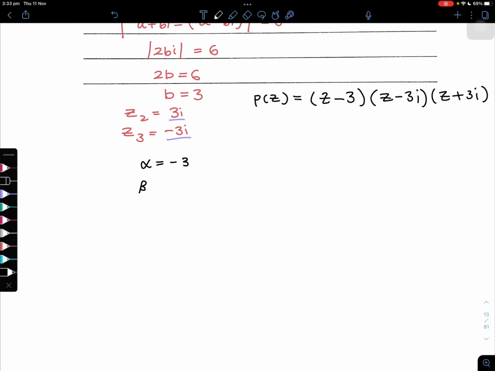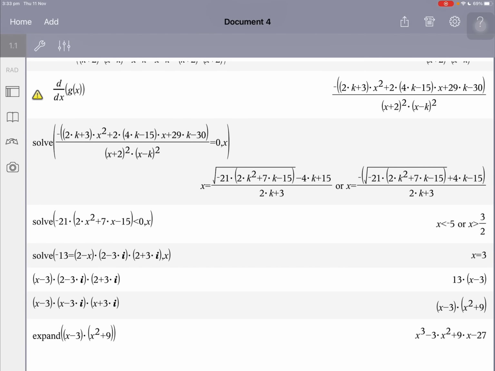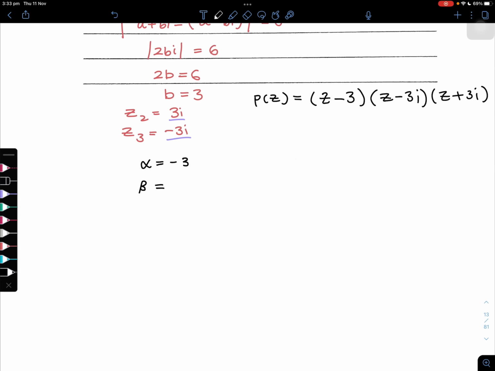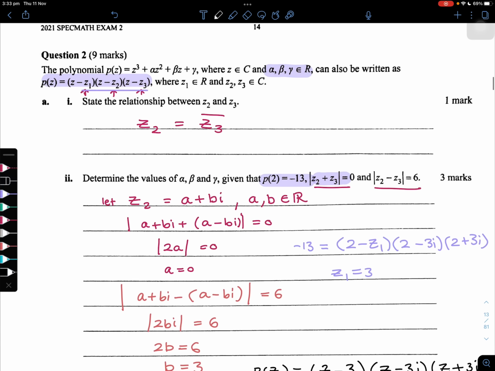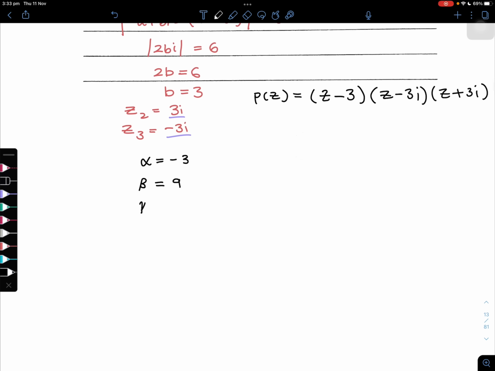Beta is equal to whatever was in front of that, 9. And gamma is equal to negative 27. So those would be my answers. Okay?